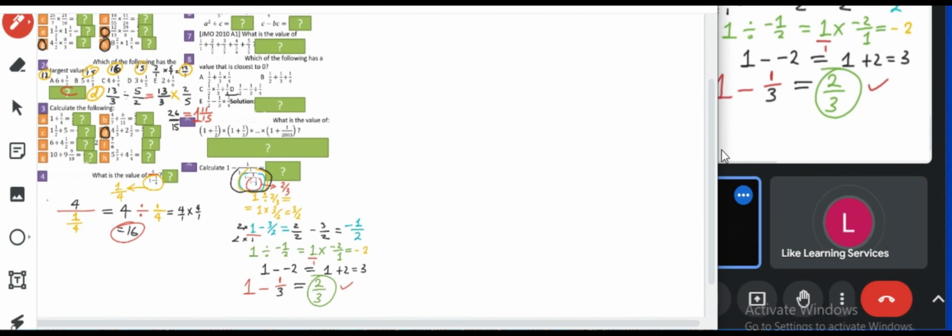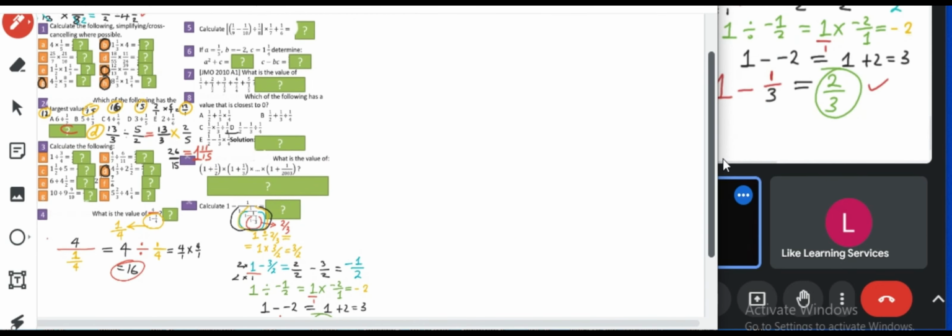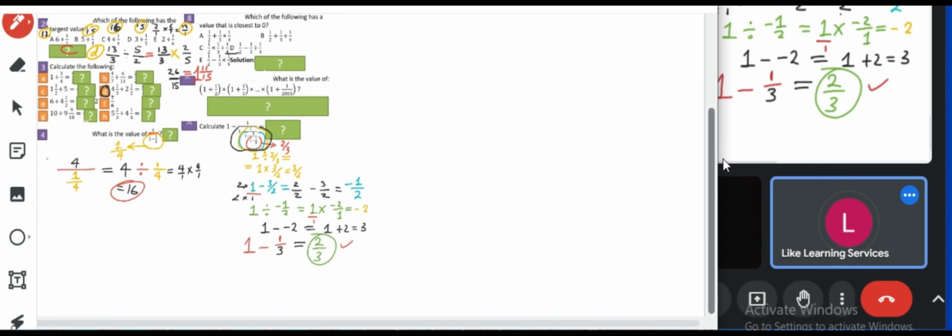I think that's basically what it should be.